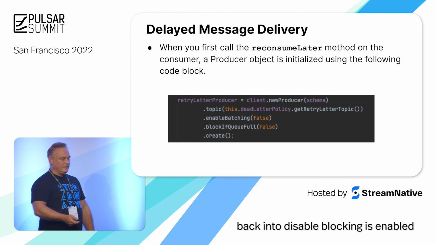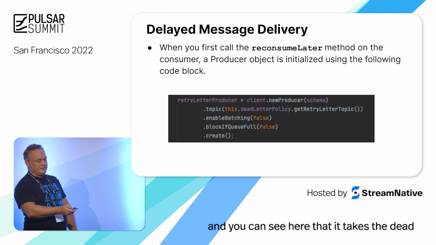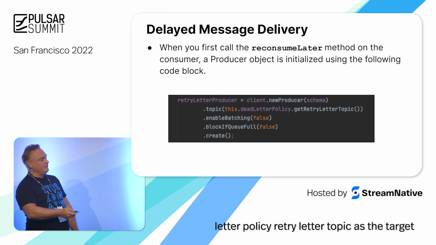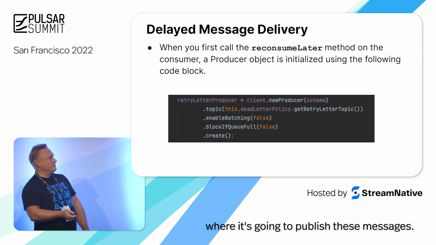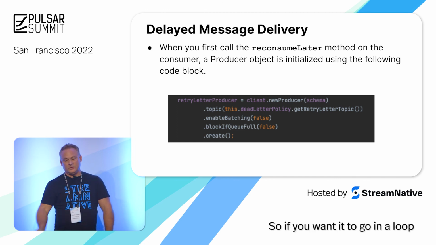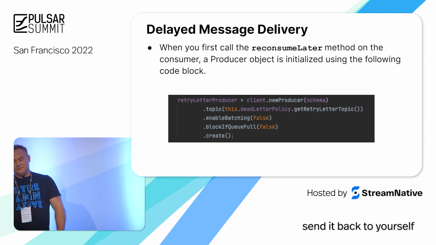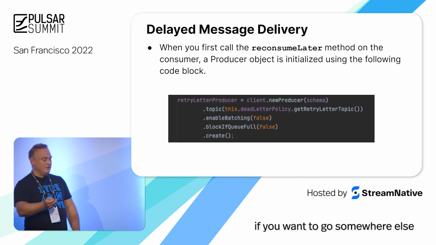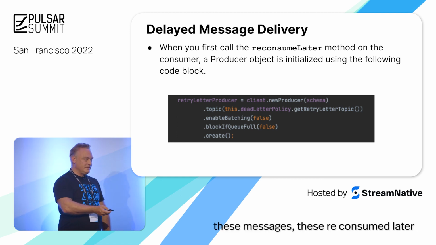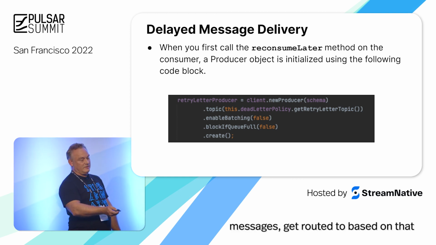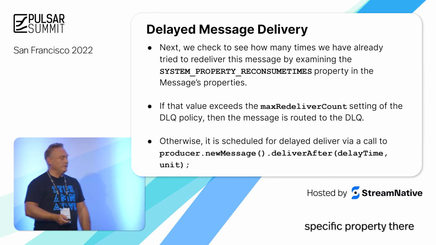batching is disabled, blocking is enabled, and you can see here that it takes the dead letter policy's retry letter topic as the target of where it's going to publish these messages. So if you want it to go in a loop and go back to that same topic, send it back to yourself. If you want it to go somewhere else, you can control where these reconsumed-later messages get routed to based on that specific property there.